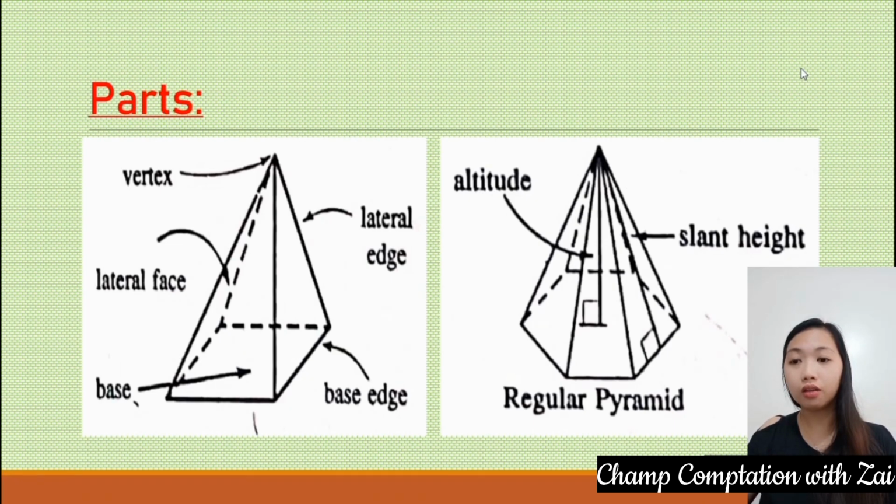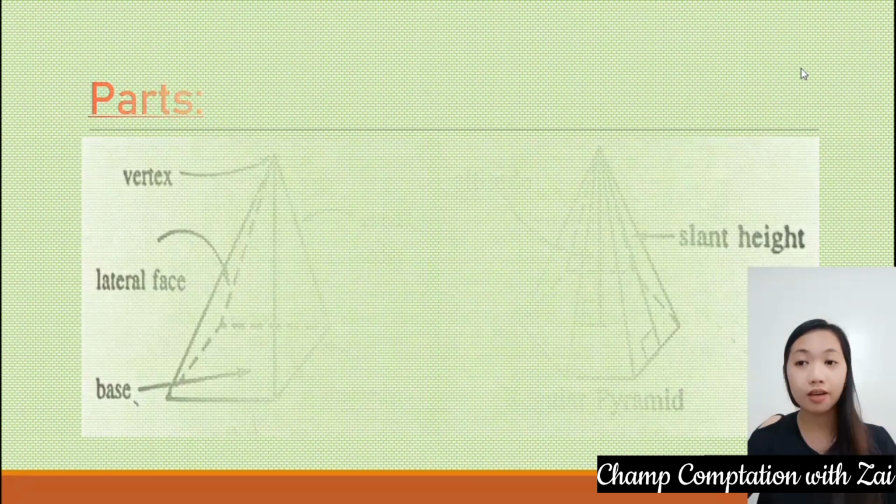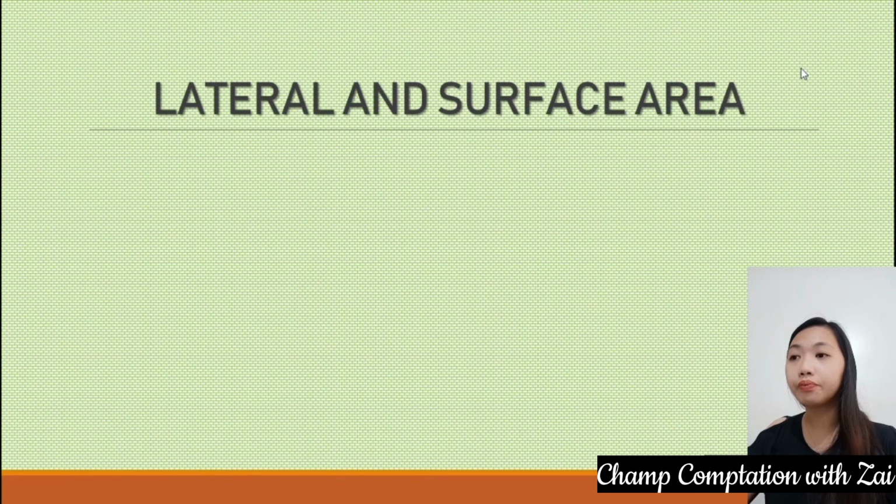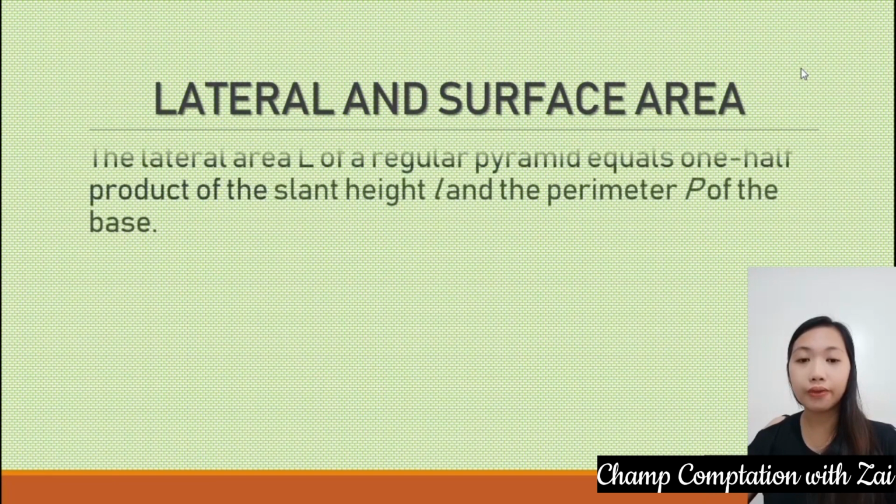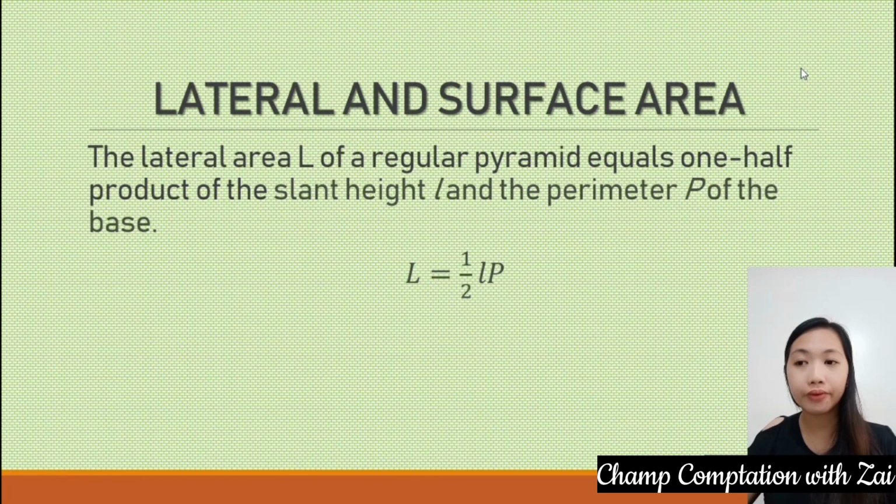Also, a regular pyramid can be characterized by having a regular polygon as the base of the figure. Now, the lateral and surface area of a pyramid. The lateral area of a regular pyramid equals 1/2 the product of the slant height, L, and the perimeter, P, of the base. So in symbols, we have 1/2 L P.